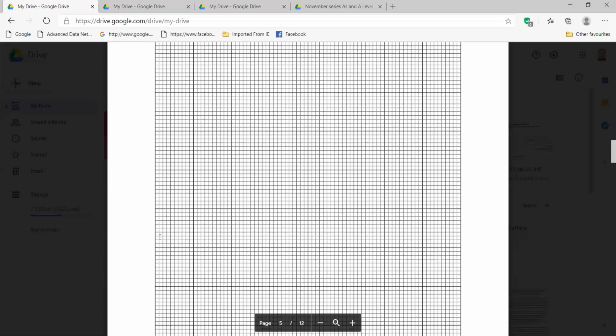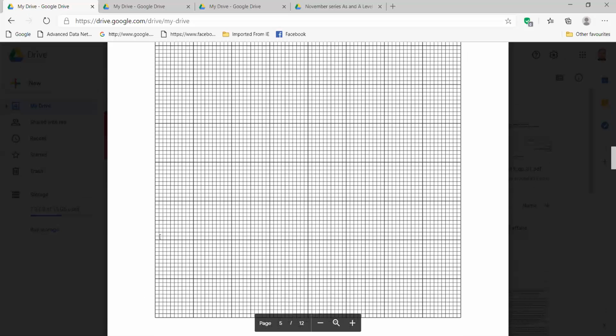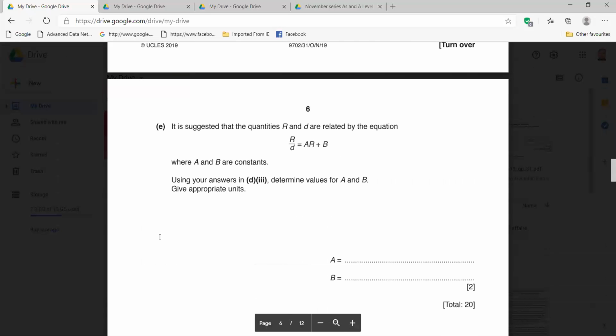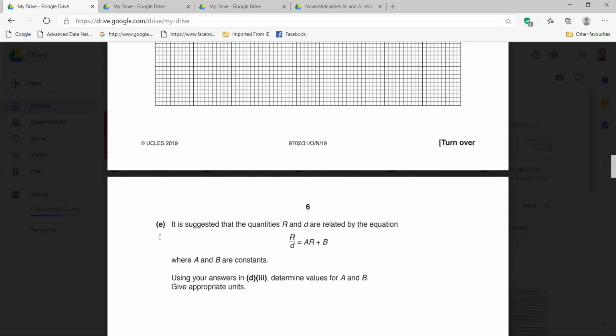Okay, here is the graph paper. Then we have here, can you read, Amina, this part? It is suggested that the quantities R and D are related by the equation R divided by D equals AR plus B, where A and B are constants. Use your answer in D3. Determine the value of A and B. Give appropriate units.